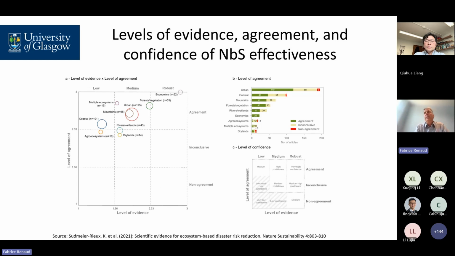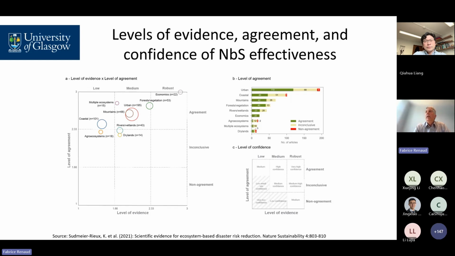And that's the level of agreement that we had as reviewers, that's the statement ecosystems functions and/or ecosystem services attenuated the hazards and allowed to reduce the risks. So by combining these level of evidence and these level of agreements, we can determine the level of confidence that we have in terms of the effectiveness of these nature-based solutions.